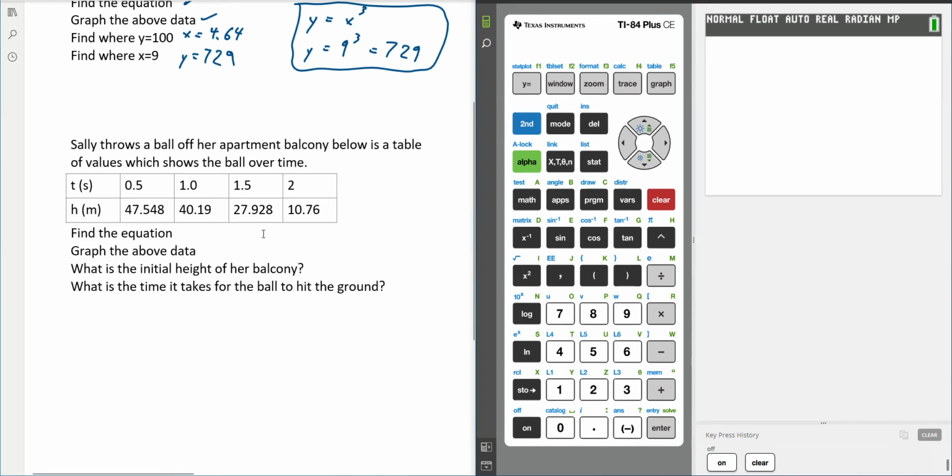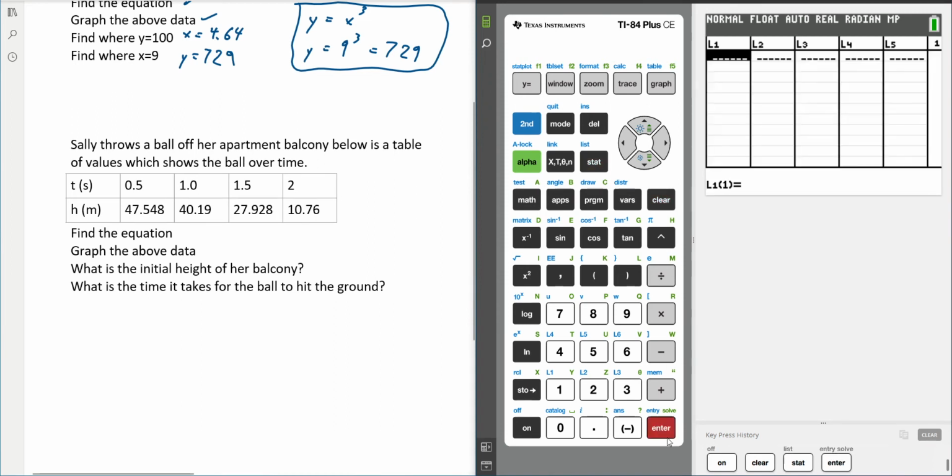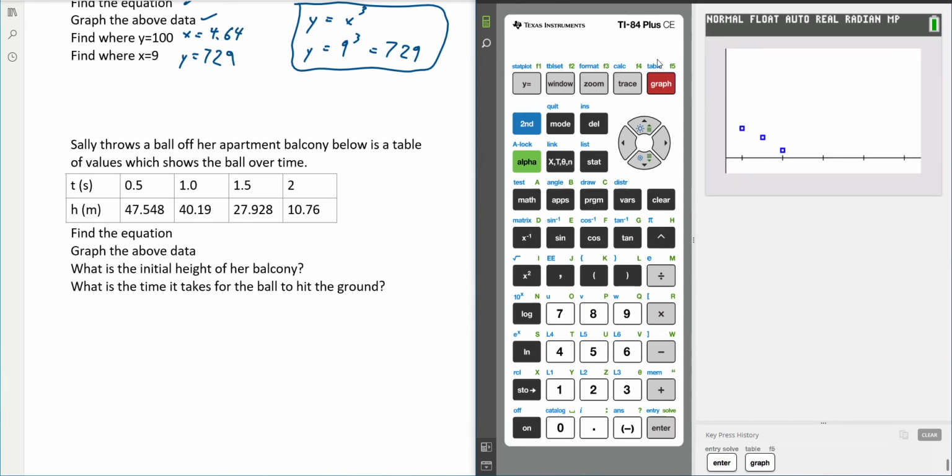We have to put the data into our stat. So right here, we're going to go to stat, edit, and then we're going to start typing in our data. 0.5, 1, 1.5, 2. Now we'll go across. 47.548, 40.19, 27.928, 10.76. Okay, because there's only 4 data points, it's not going to be a perfect equation, but it'll probably get pretty close. So now if you try graphing it, what happens?